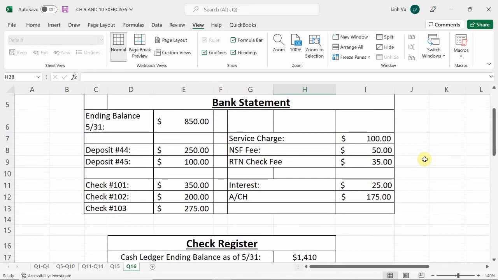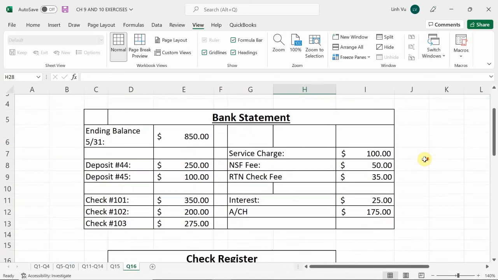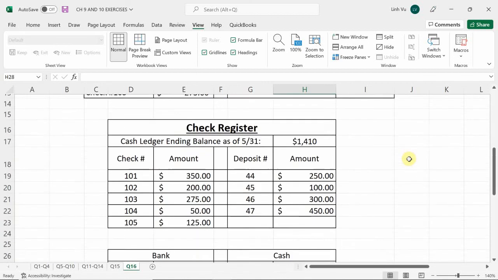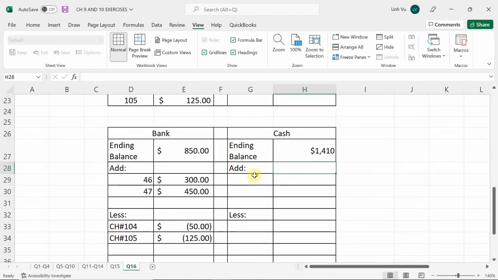ACHs and interest. Good. Right? Because the bank, right, we can have the bank collect interest from online payments, right? Or ACH is online payments. Interest is what you financially charge them for the convenience of paying via online, right? So in this case, I have interest for $25 and I got an ACH for $175. So let's plug that number in.